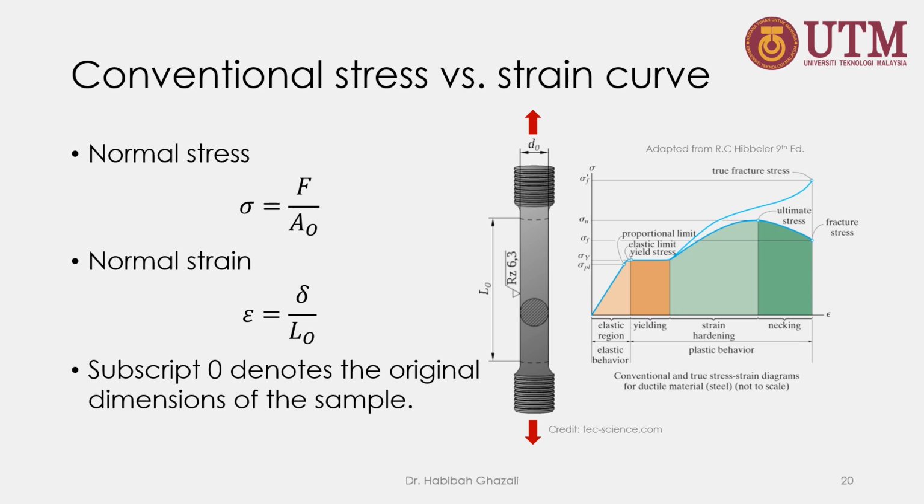So the conventional stress-strain diagram is where the normal stress at any point in the diagram is always related to the original cross-sectional area of the material, and the normal strain is always related to the original length of the specimen. And this is what we call the conventional stress-strain curve, or engineering stress-strain curve.